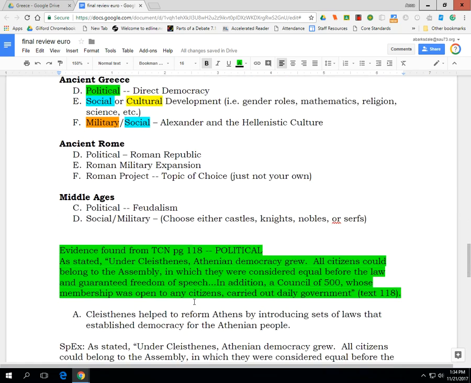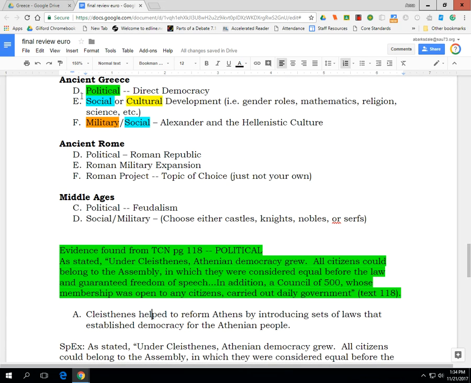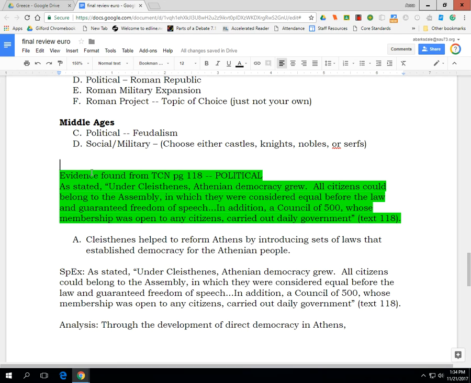Okay. All right. So I wanted to give you an example of what one might look like. So what I did was I looked at my first category, which was political, direct democracy. And to prepare myself, I would actually highlight the evidence that I want to use and I would actually classify it. So I put evidence found from 2-column notes, page 118, and I classify it as political. And then I would think about setting up my specs. And you're allowed to do this ahead of time. So it says, as stated, under Cleisthenes, Athenian democracy grew.